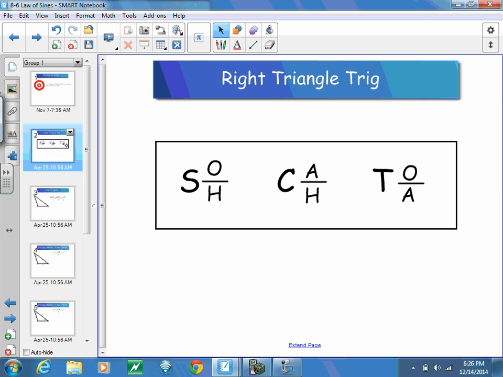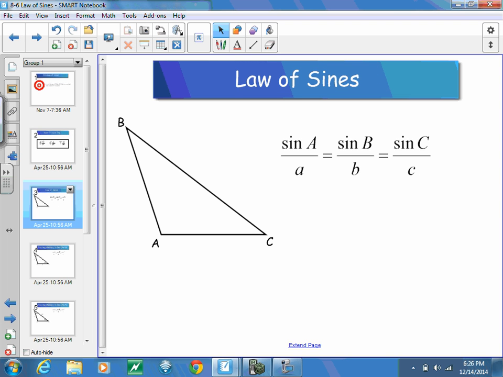Just a reminder that when we use SOHCAHTOA, our sine, cosine, and tangent of the opposite, the adjacent, and hypotenuse, that only works when we're working with right triangles. So when we have a non-right triangle we're trying to find the side of, we need to go to a different formula, which is the first one that we talk about today, our law of sines.